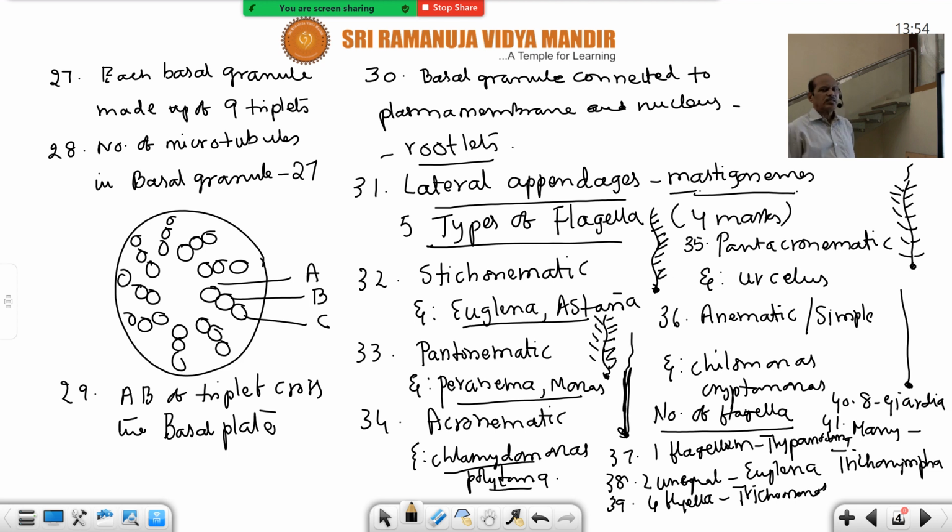Okay, already locomotion reproduction started. Pseudopodia and flagella we have completed. Structure of flagellum and cilium also completed. Tomorrow cilia we can see.